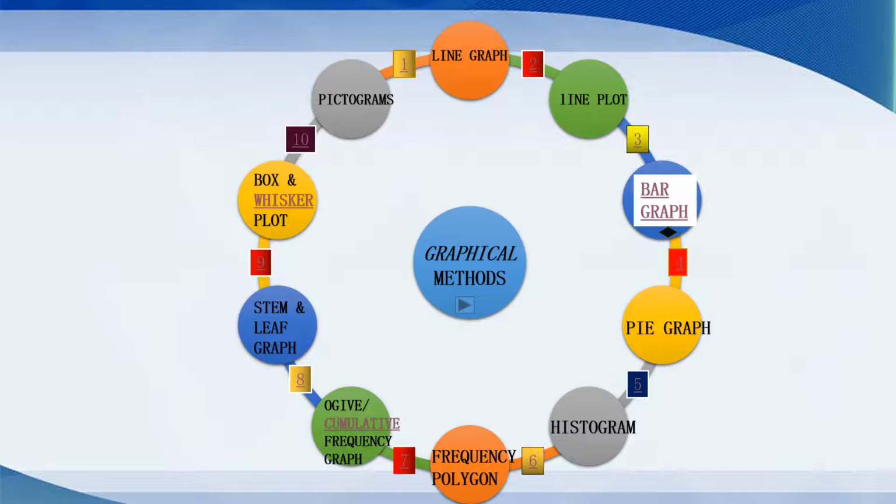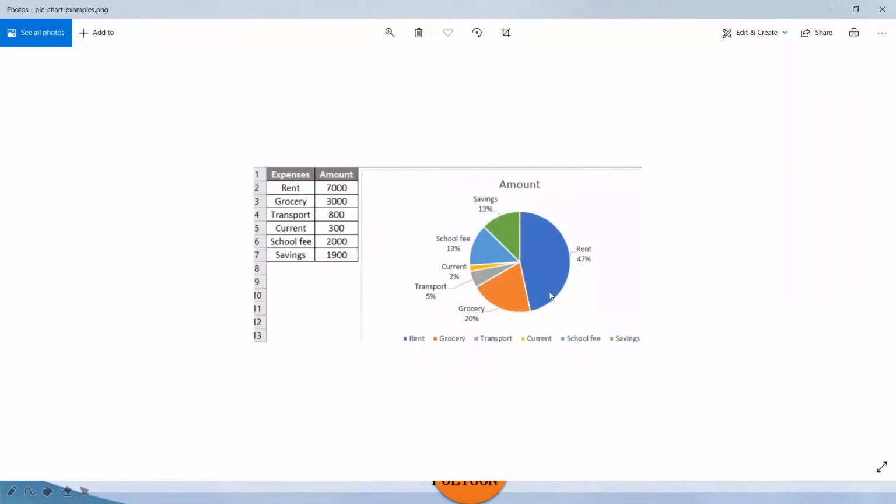Let me show an example for you. Here I took an example of the expenses of a particular family. For rent how much it is, for grocery, transport, current, school fees and savings. And this is how we'll get the pie graph. You understood, right? So now let's move to histogram.